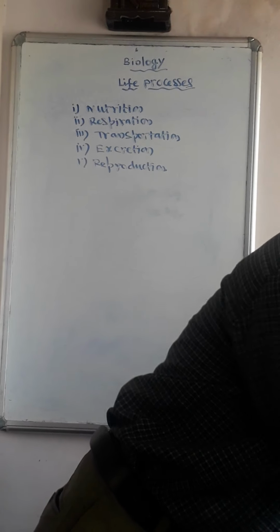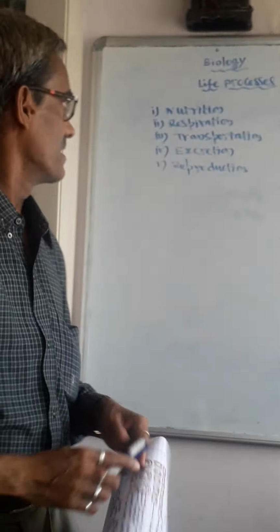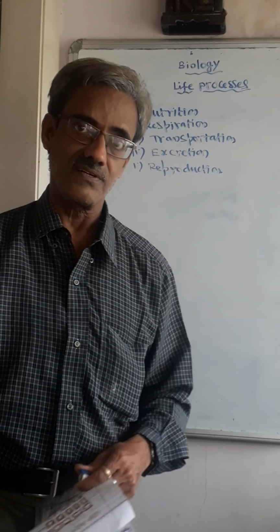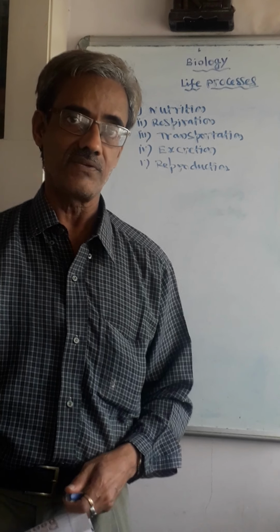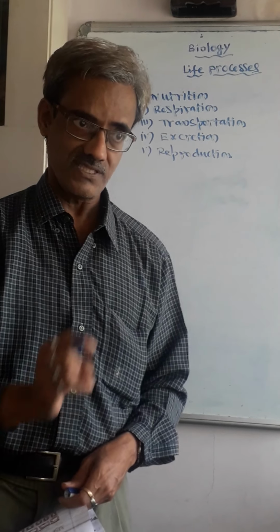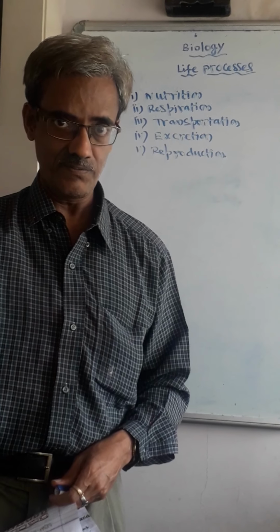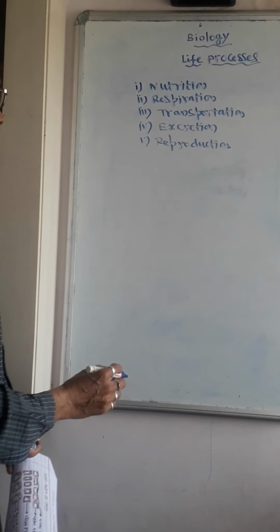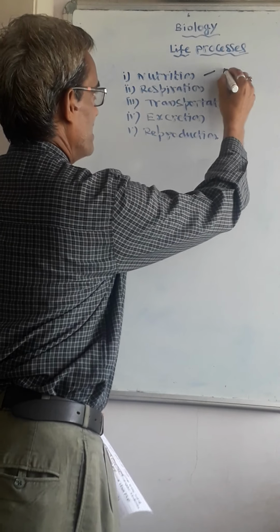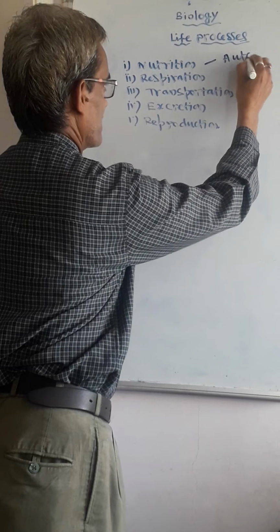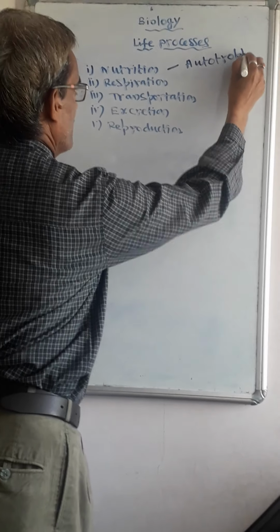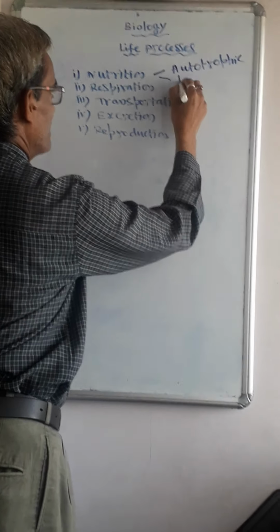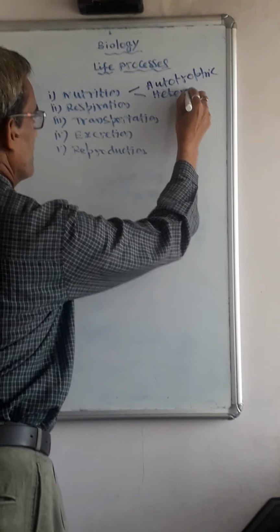Okay, now I would like to say something here regarding nutrition. Nutrition is of two types. Why does every living organism need nutrition? Because it has to grow, it has to develop, and it has to maintain its body also, isn't it? So what are the two types of nutrition? Let us see here. One we call autotrophic. Second one we call heterotrophic.